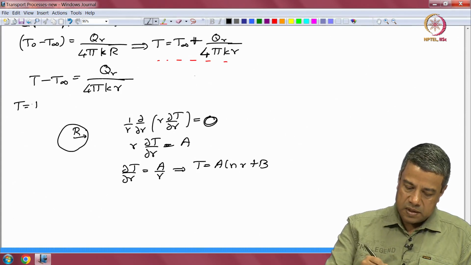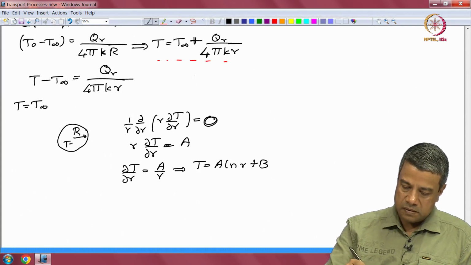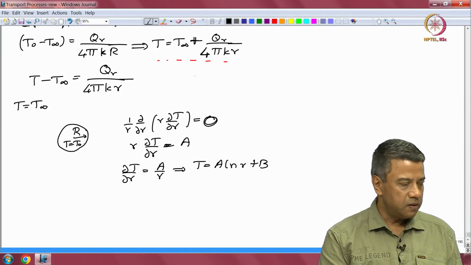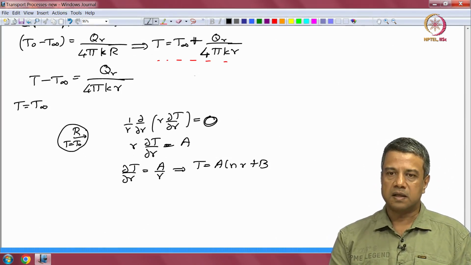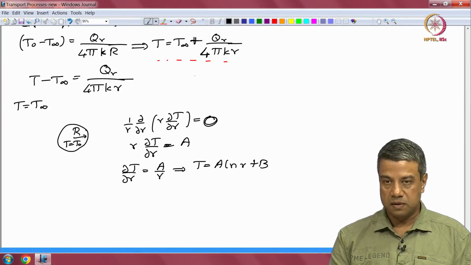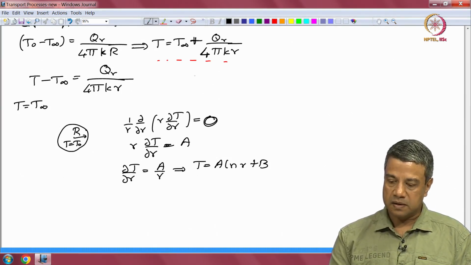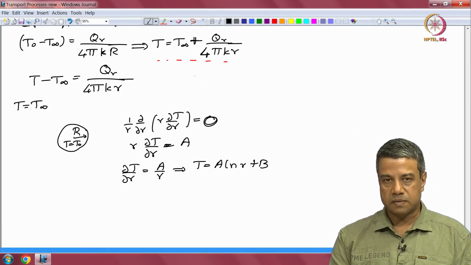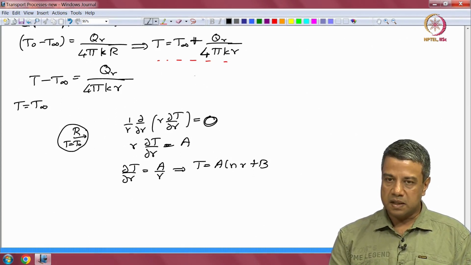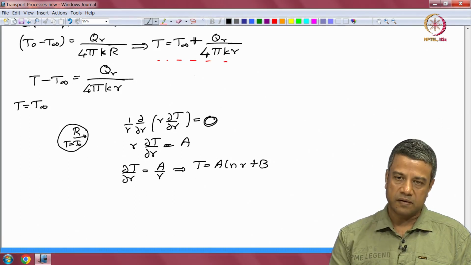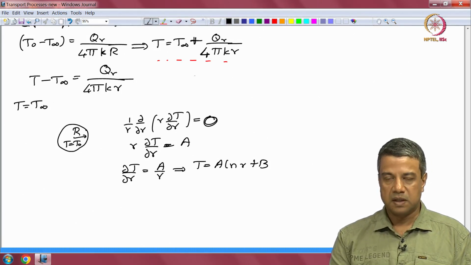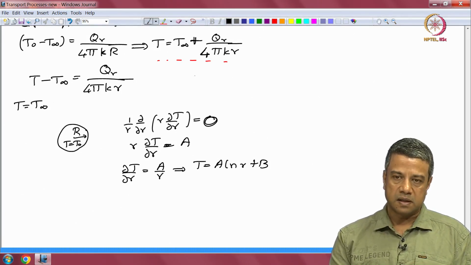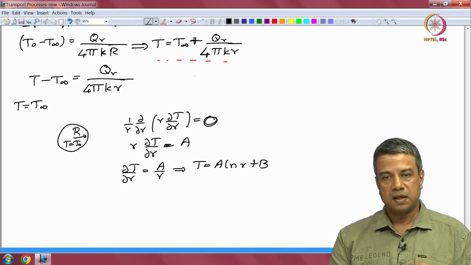And if you try to impose T is equal to T infinity far away and T is equal to T naught at the surface, you can easily see that you cannot satisfy this boundary condition, because as r goes to infinity, the logarithm does not go to 0. Logarithm goes to infinity. So, because of that, you cannot satisfy this boundary condition. Steady heat conduction from a cylinder of infinite length does not have a solution into an infinite medium. We had solved earlier the temperature field for the temperature between two cylindrical surfaces. That had a solution.